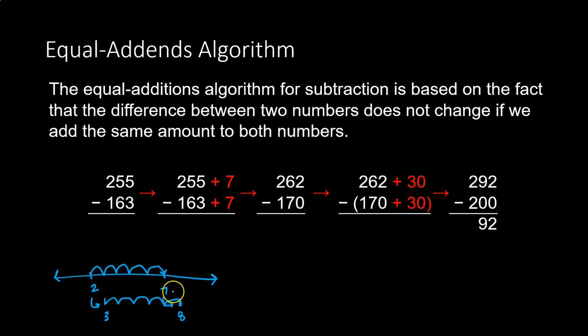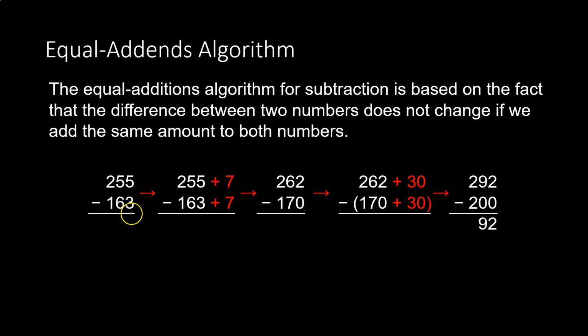That's what the Equal-Addends algorithm takes into mind. This is really nice because it will eliminate the need for borrowing, aka regrouping. For example, when we look at 255 minus 163, we can see that in the tens column we would have to regroup. Or we use the Equal-Addends algorithm, which says add numbers to change the subtraction number into a number that has a bunch of zeros behind it.